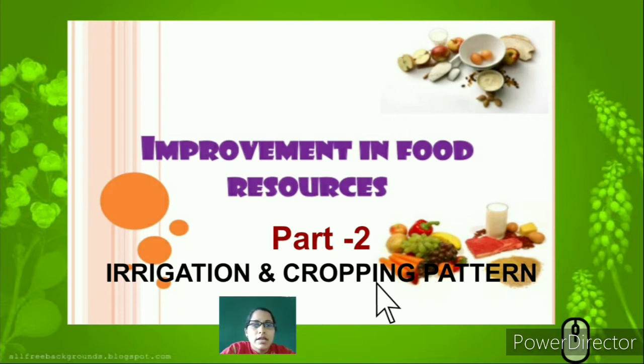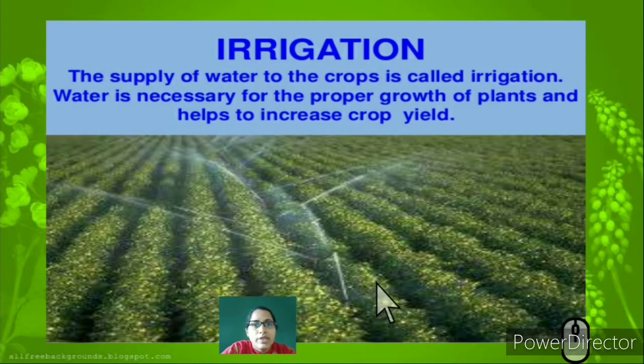So let's understand what is irrigation. Irrigation is supply of water to the crops. You can see in this figure that a sprinkler system is used to sprinkle the water to the crops. This supply of water to the crops is known as irrigation. Water is necessary for the proper growth of plants because it helps to increase the crop yield and productivity.